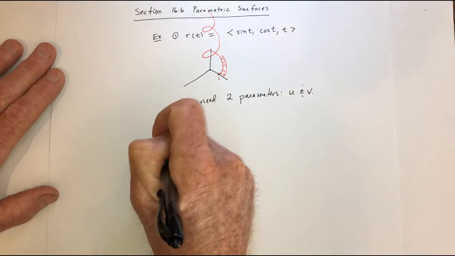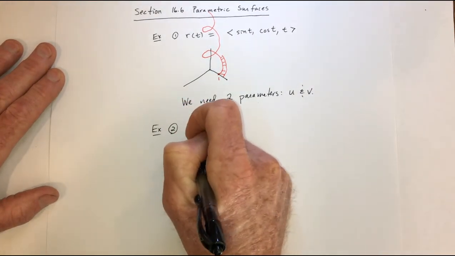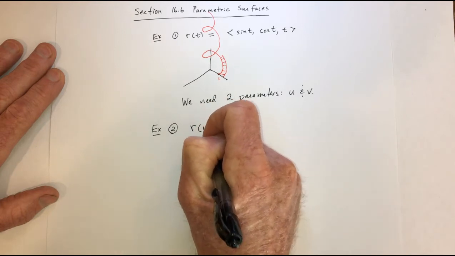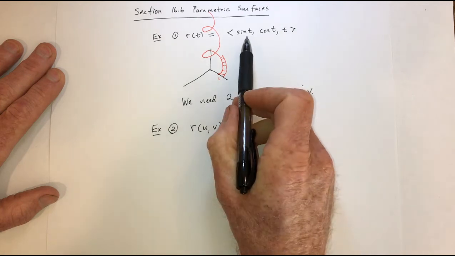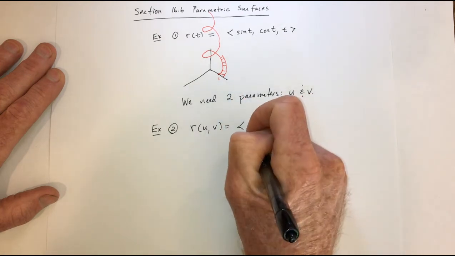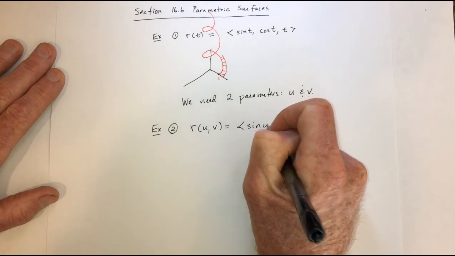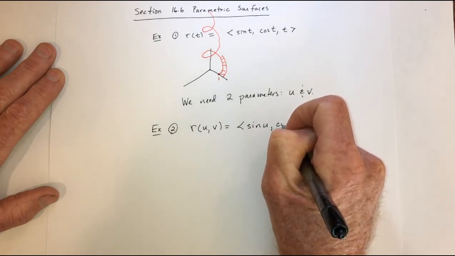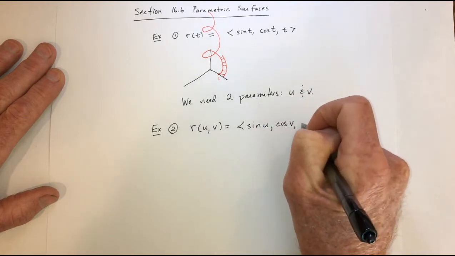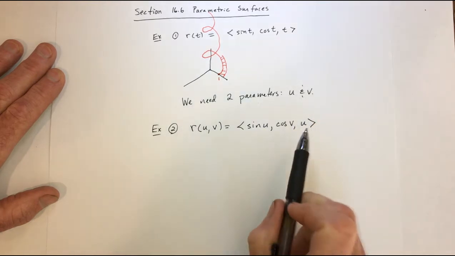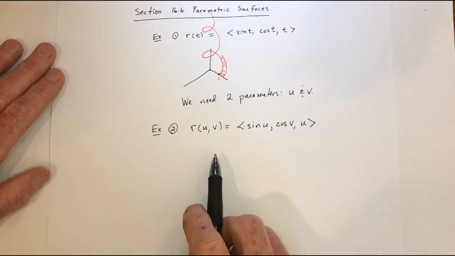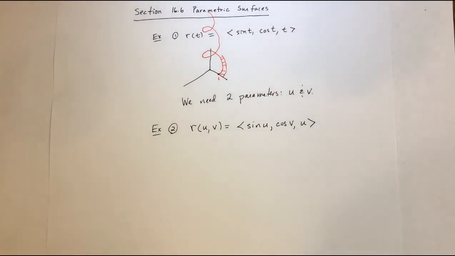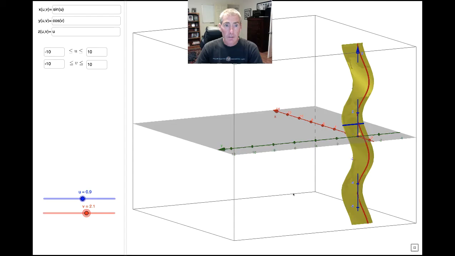So for example number 2, how about if r is a function of u and v, and then make it like that. Sine of u, go with cosine of v, and then let the z value just be u. So let's go ahead and take a look and see what the graph of that looks like. So this is a pretty simple example of a parametric function.